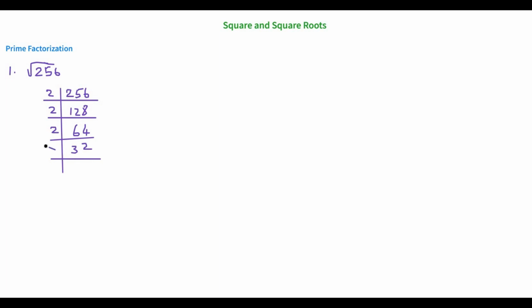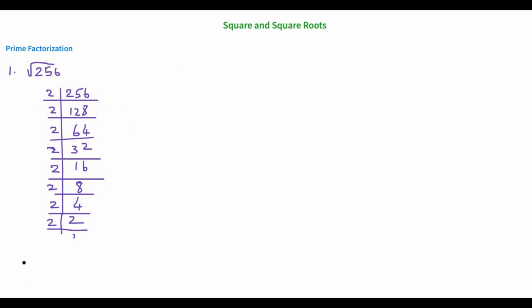32 can be further divided by 2, so this becomes 16. And 16 can also be divided by 2, so it becomes 8. 8 can also be divided by 2, and it becomes 4. When 4 is further divided by 2, it becomes 2, and we can finish this as 2 times 1. So this is the way we do the prime factorization method.